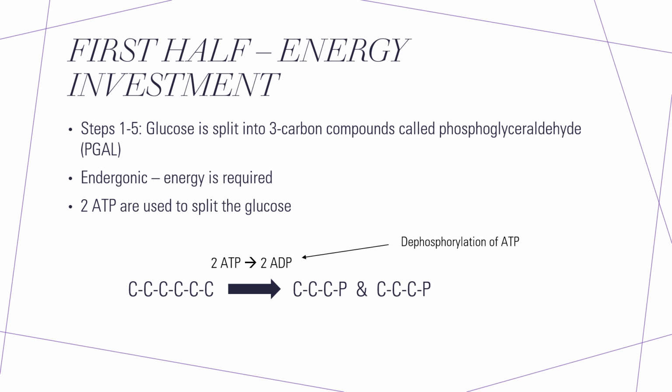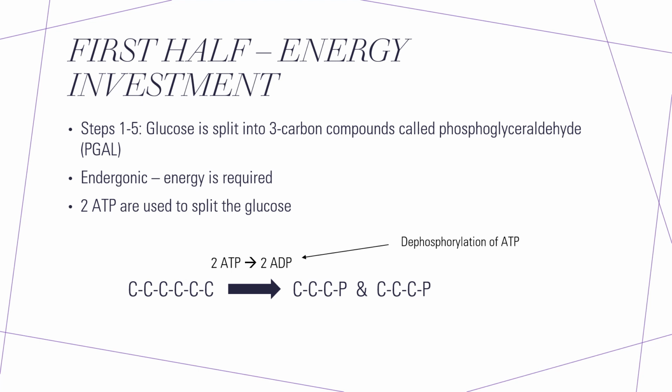And these 3-carbon compounds have a lot of names, but the one that I usually hear is phosphoglyceraldehyde, or shortly known as PGAL. It's also referred to as G3P or GAP, but you really don't need to worry about that if you're taking a Regents class. Just know that it splits into 2 3-carbon compounds.